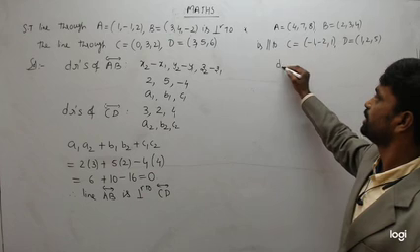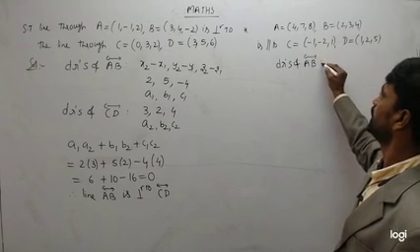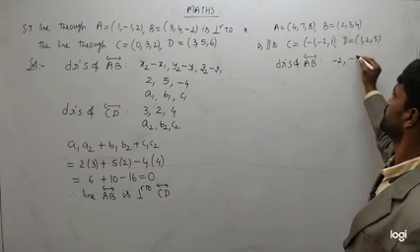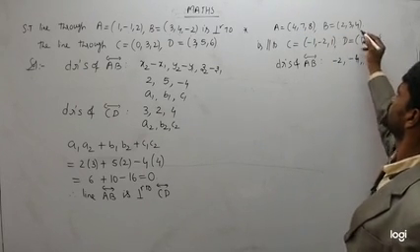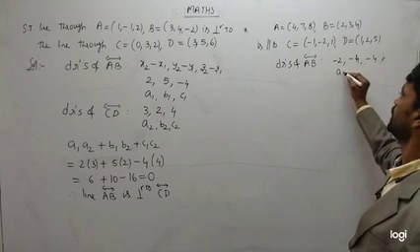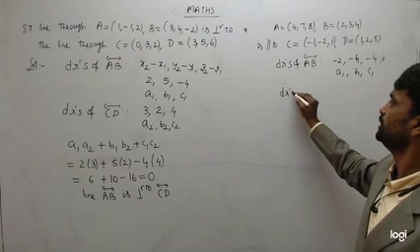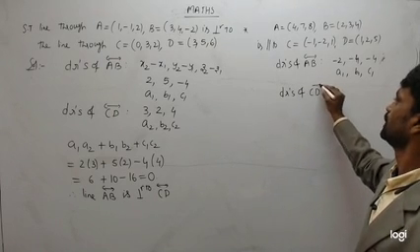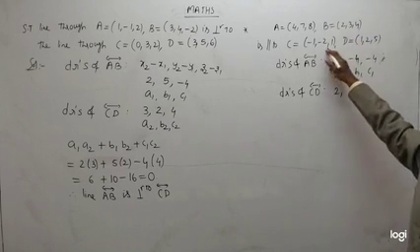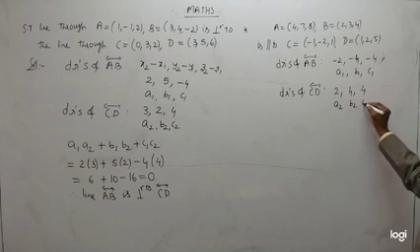So first you find the DRs of AB. What will you get? 2 minus 4, minus 2. 3 minus 7, minus 4. 4 minus 8, minus 4. So these three are A1, B1, C1. Next, the DRs of line CD. What will you get? 1 plus 1, 2. 2 plus 2, 4. 5 minus 1, 4. This is A2, B2, C2.